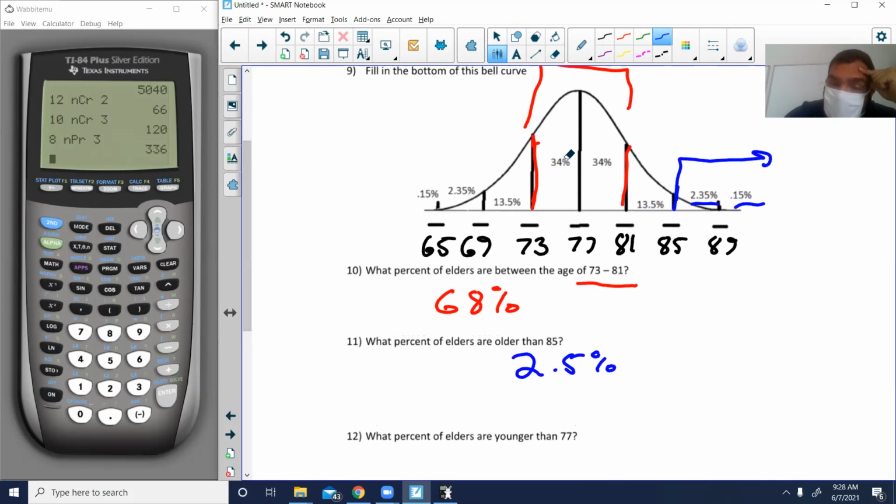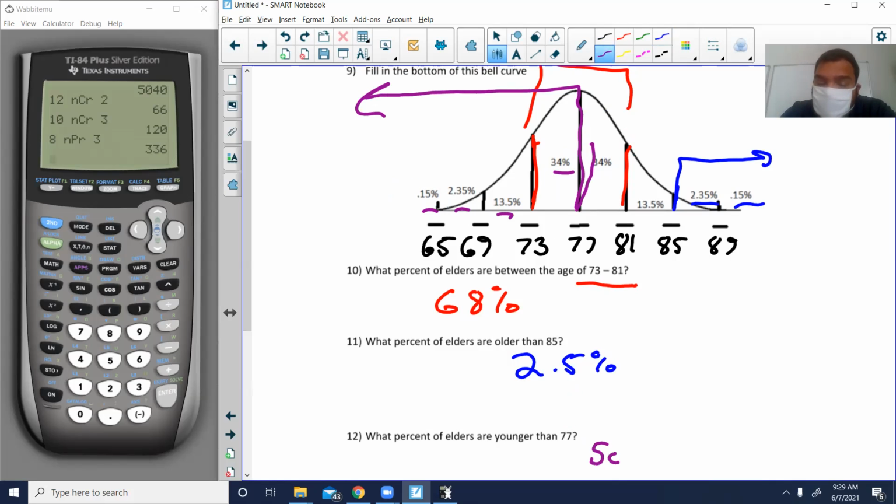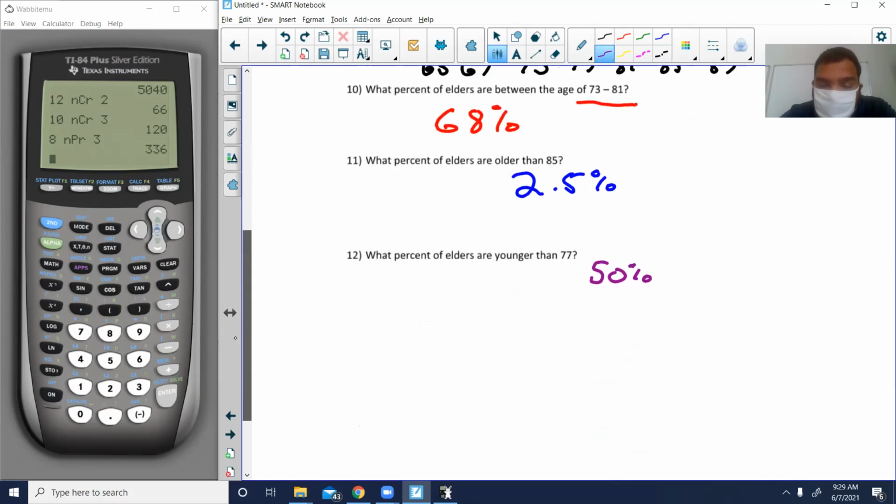What percent of elders are younger than 77? So younger or something smaller, you have to figure out what I mean by what's smaller and bigger. 77. Now you could add these up together, or since this is the middle line, half of the people have to be below the middle. So you could just instantly write 50% when you see that. If you don't know that, you could add them all up, you'll get 50%.